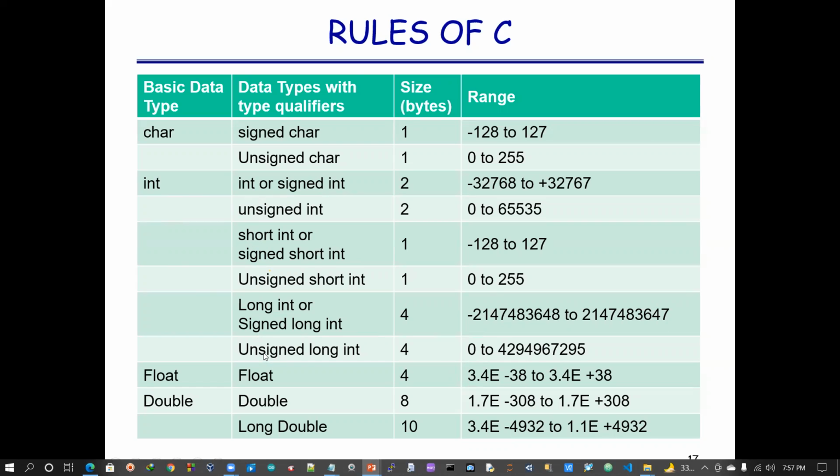In case of int, you have a total of 6 varieties. First, int or signed int. Second, unsigned int. Third, short int or signed short int. Fourth, unsigned short int. Fifth, long int or signed long int. Sixth, unsigned long int. So, getting the concept, the basic data type is only int, but using the qualifiers we have so many data types created.